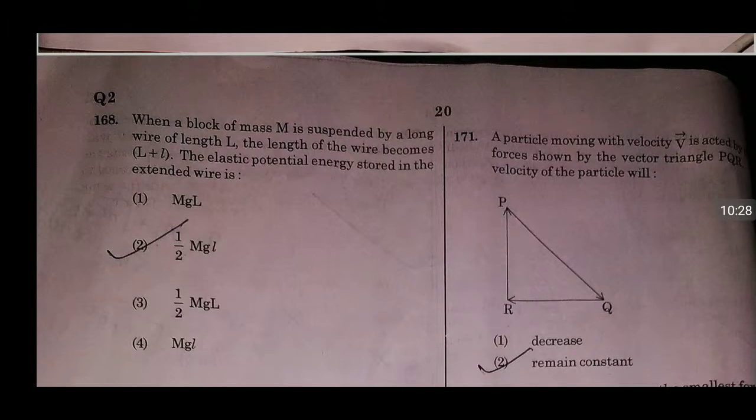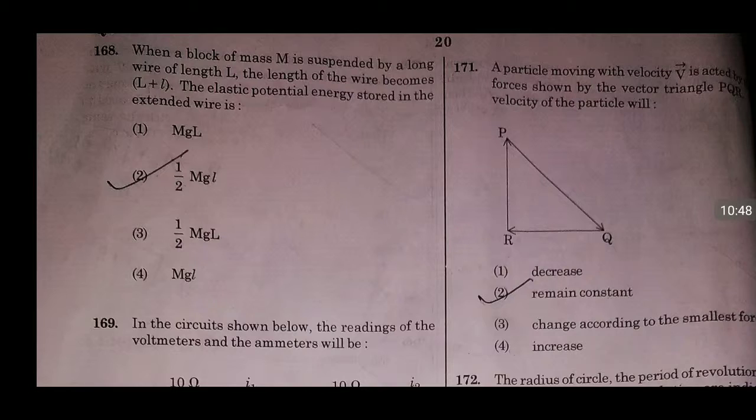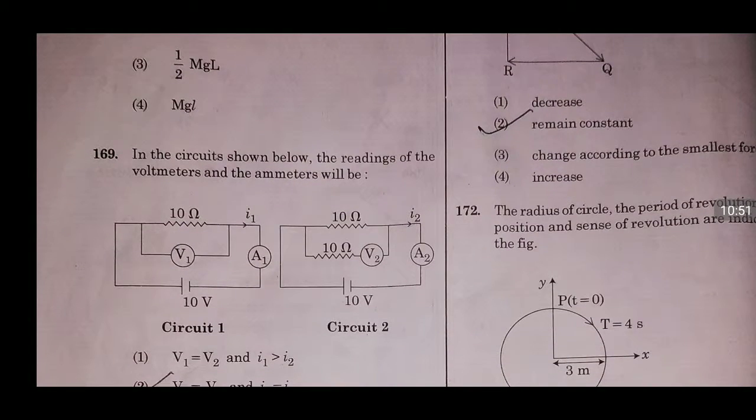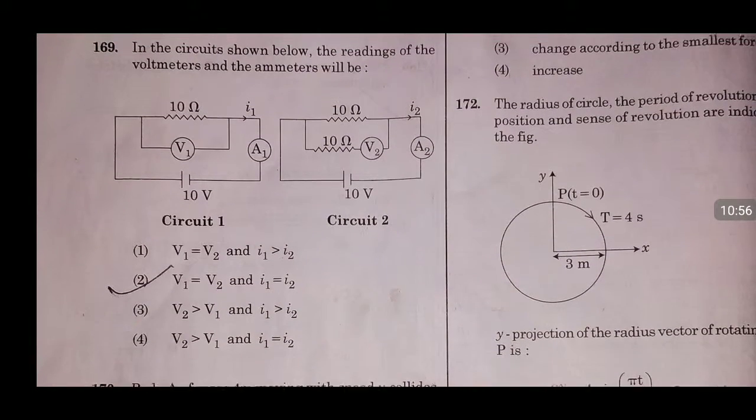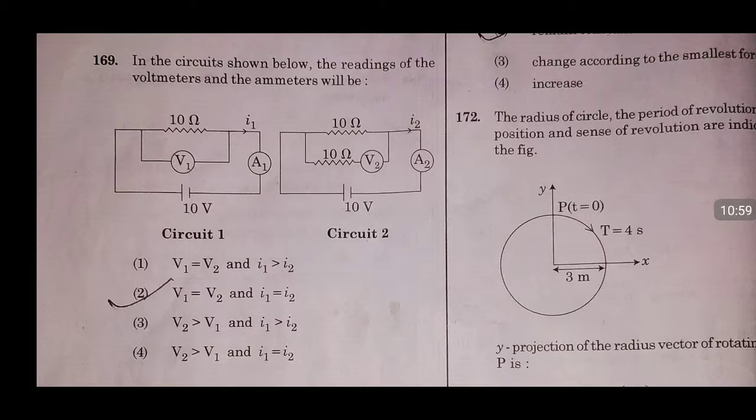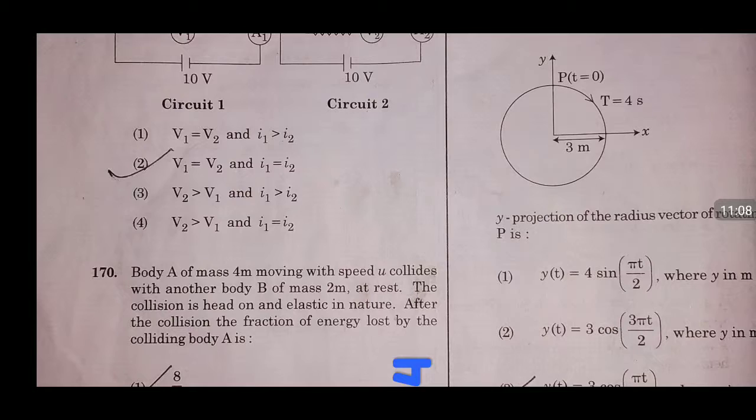Next, 168 number question. When a block of mass m is suspended by a long wire of length L, the length of wire becomes L plus l, and the elastic potential energy stored in the extended wire is... Then right answer is half mgl. In 169, in the circuit shown below, the reading of the voltmeter and ammeter will be... You can see the figure in the display, and the right answer is V1 equals V2 and I1 equals I2. Right option will be second option regarding this 169 number question.